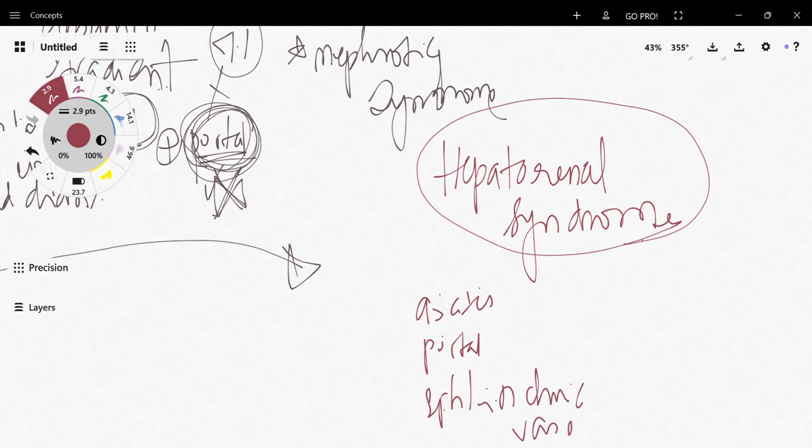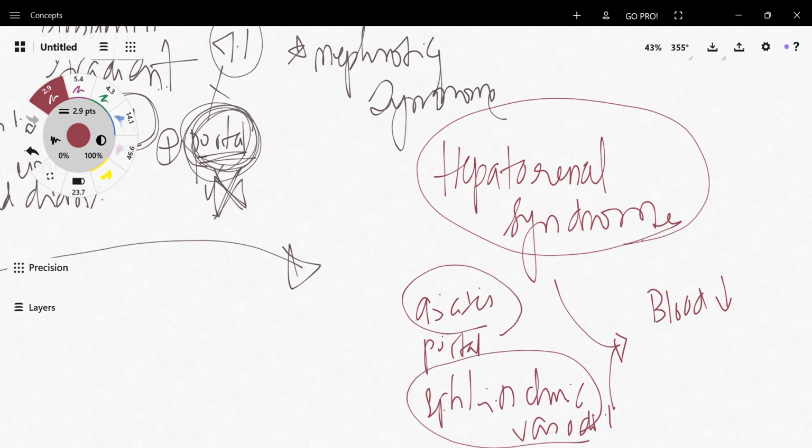All this is going to cause your blood volume to be low, right? Because you have ascitic fluid here, you have a splanchnic vasodilation, which is sort of contributing to the ascites. All of this leads to reduced renal perfusion.